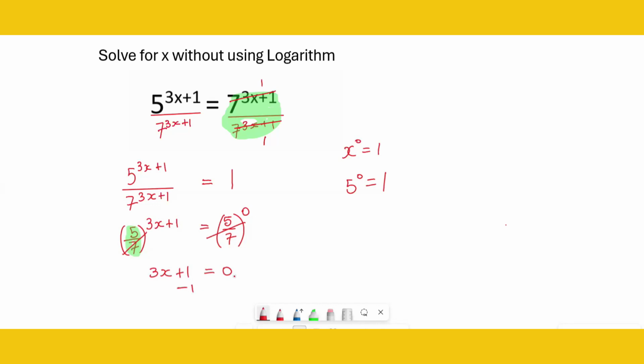Let us subtract 1 from both sides. So what we're looking at, I could put it here, is that we have 3x is now equal to -1. Then divide both sides by 3. Then we're seeing where x is equal to -1/3. There it is.